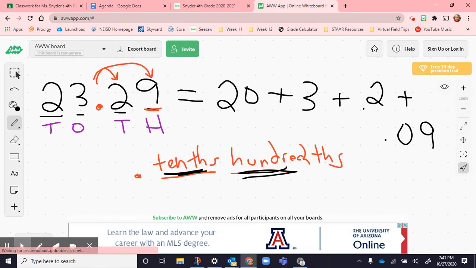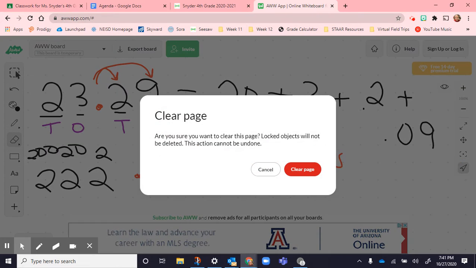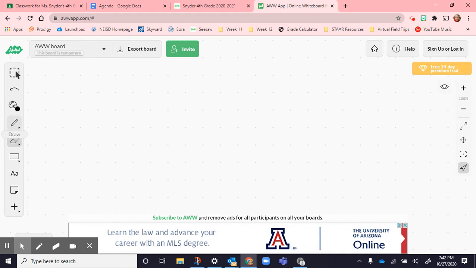Just like with the 2, if I have 2, 2, 2, they're all different. They all have different values. This one's value is 2. This one's value is 20. This one's got a 200 value. So placement matters. All right, let's try one more of those with the hundreds.